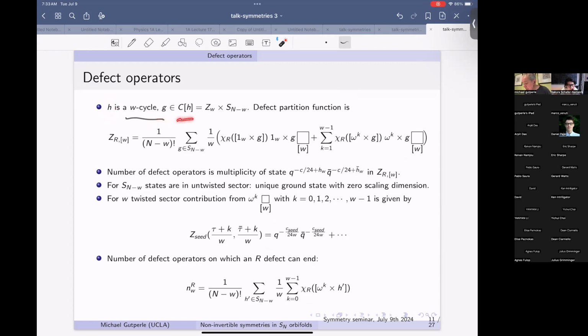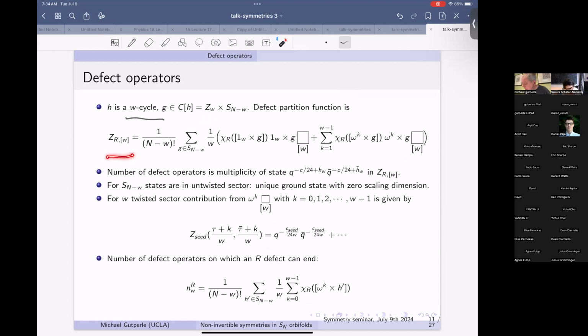So G is in the centralizer of a single W cycle, which means: what are the elements which commute with a single W cycle? It's basically S_{N-W}, meaning the permutation of all elements other than the W elements, which get cyclically rotated. And in addition, we have just a Z_W cyclic rotation of the W elements.